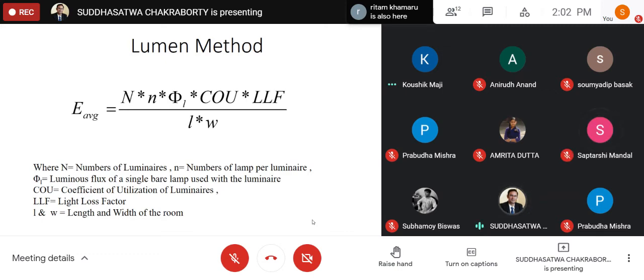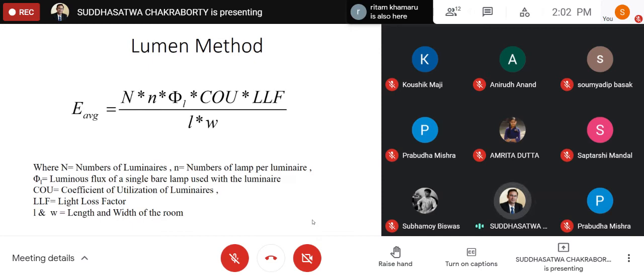Okay, sir. So now the next part is that here we are going to follow this lumen method. This is the most fundamental and easy method to estimate how many luminaires you need for a particular workplace to do a specific design. So that is what we always estimate with the lumen method.